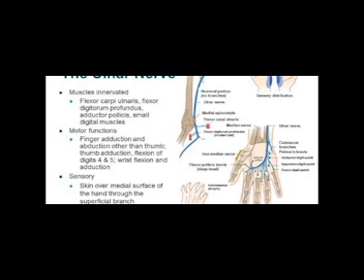Those tiny intrinsic muscles that we just talked about, the majority of them are innervated by the ulnar nerve. The exceptions we already saw in the median nerve. The radial nerve doesn't do anything as far as motor innervation in your hands. So the ulnar nerve provides most of the innervation to the muscles in your hands.